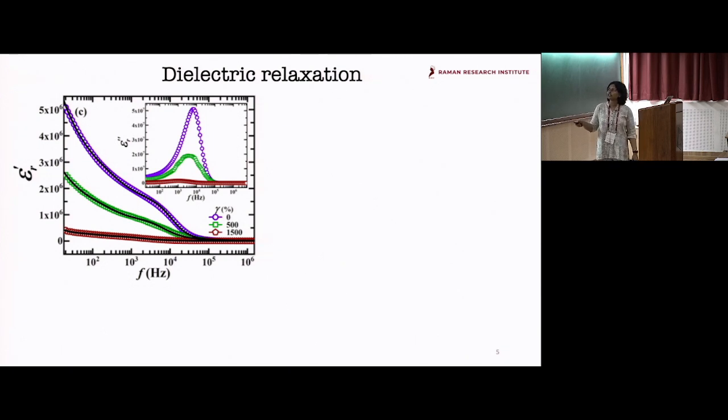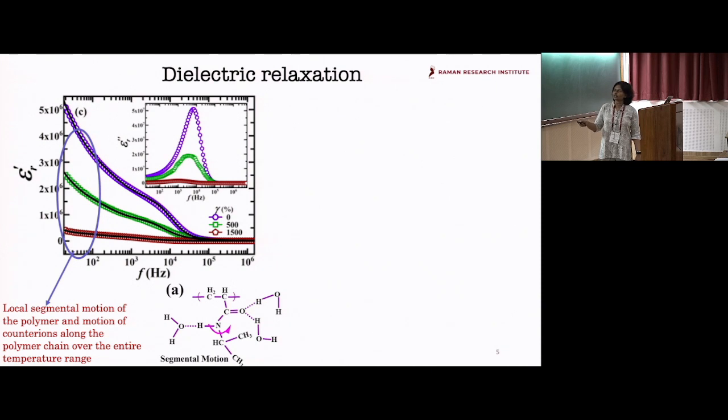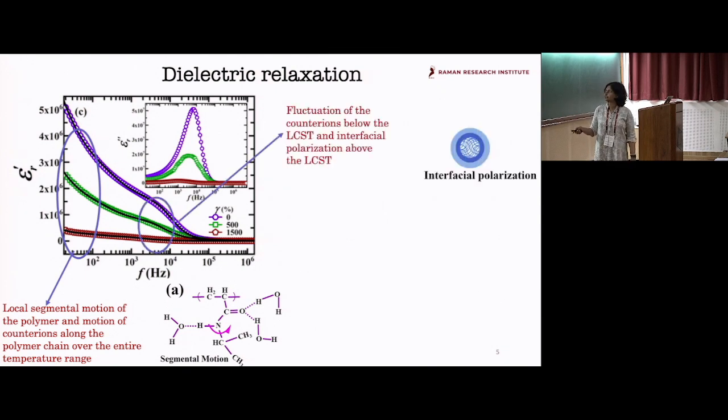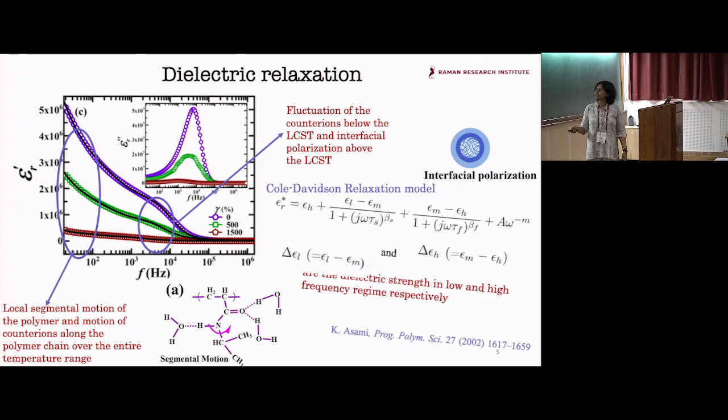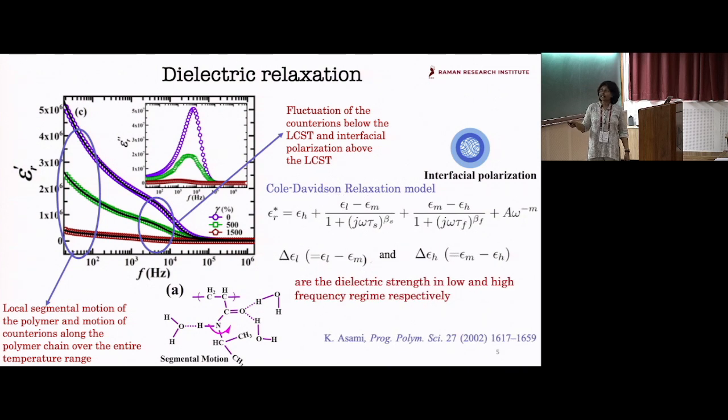And here in the inset you see the imaginary part. The slow part comes from the segmental motion of the polymer, and the fast part comes from fluctuation of counter ions. There's a lot of sodiums and potassiums that we've given when we made our samples, and then we fit data such as this to a relaxation model.